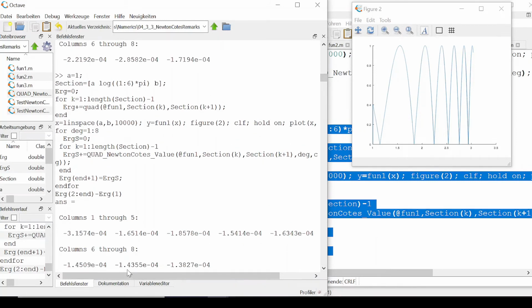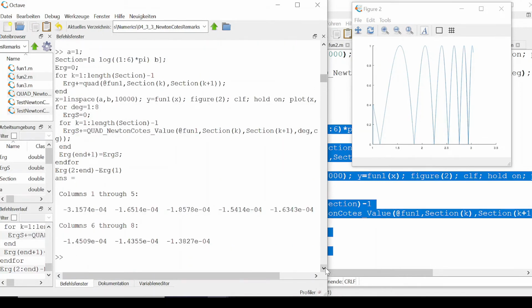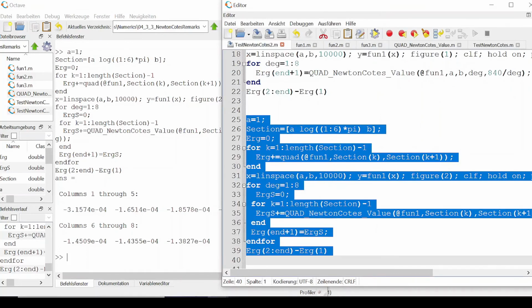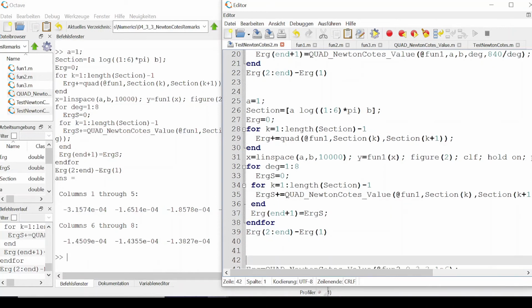Always a little better. Compare these two numbers, a little better. A little better, and a little better. Yes, we improved, but I expected more improvement. But so we see splitting the interval is a natural idea if you know the position of the kinks and if you know the position of the jumps.